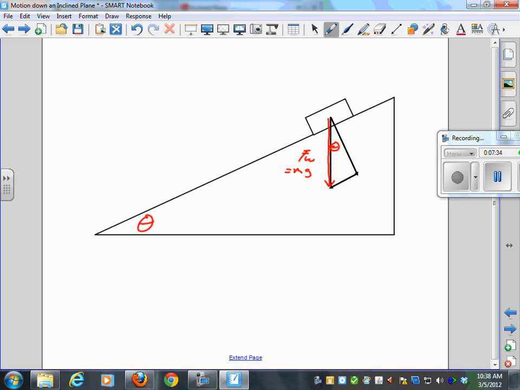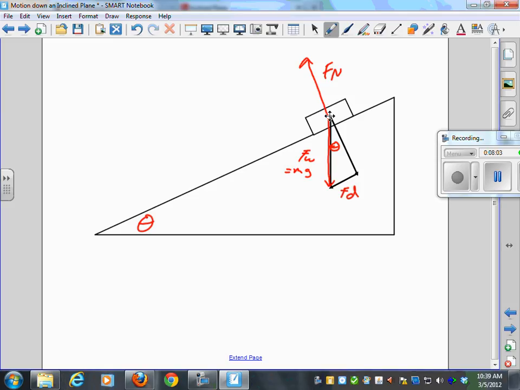Now this one here I like to label FD. Okay, it's the component of the gravitational force that acts down the plane. That's why I use the letter D. Down the plane. Okay. Now there is another one here, which is actually equal to the normal force, right? The normal force is how much the table pushes up on the block, right?